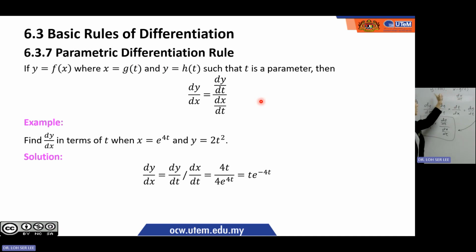We have this formula for the parametric function, where x and y are both in t. Not necessarily t, it can be theta, it can be any other same variable.